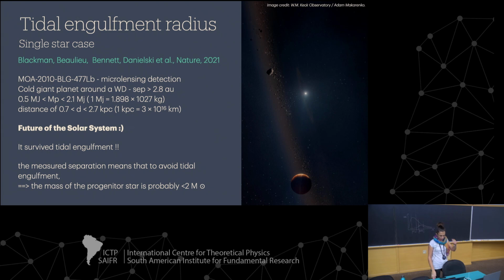And the mass of the progenitor star was probably less than 2 solar masses, because what we found is that the current mass of the white dwarf is 0.53, something like that.